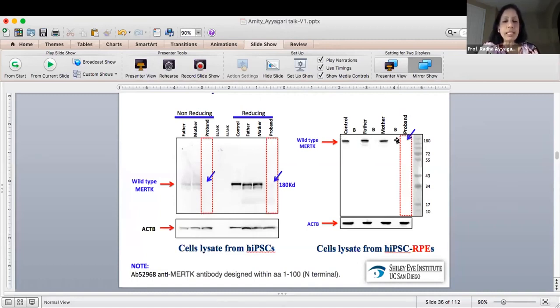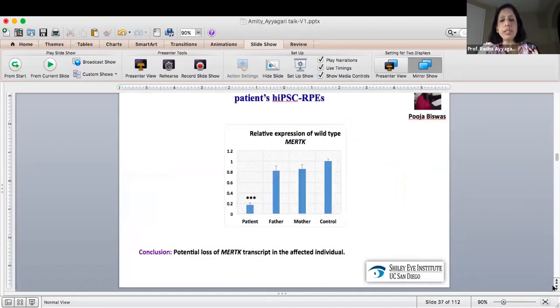So this suggests either there is a loss of MERTK or the antibodies did not detect this MERTK. To test that, we need to check whether there is a transcript, because that will tell us in an indirect way whether there is a protein or not. Hence we measured the transcript levels of MERTK.